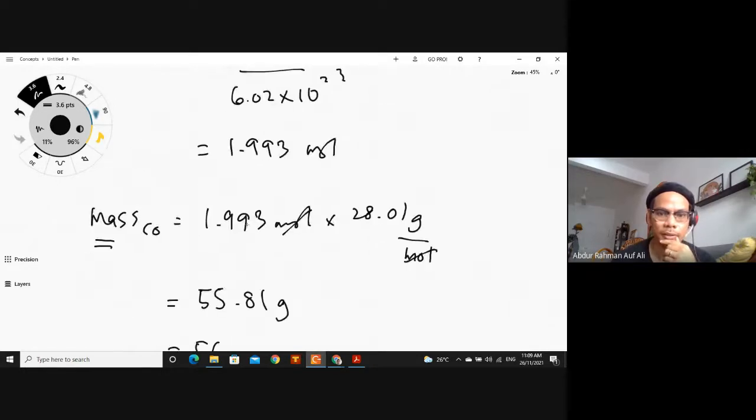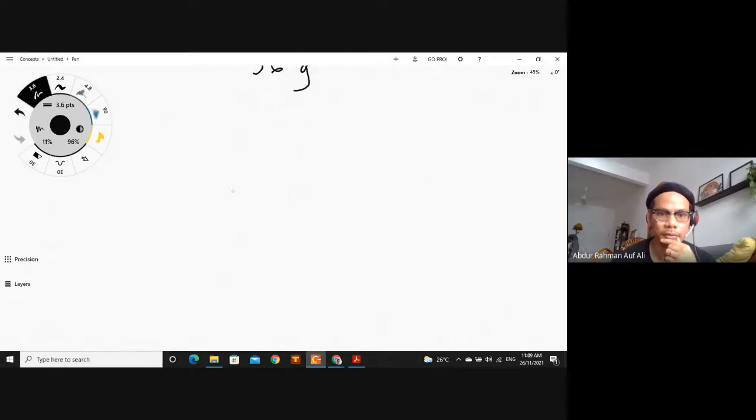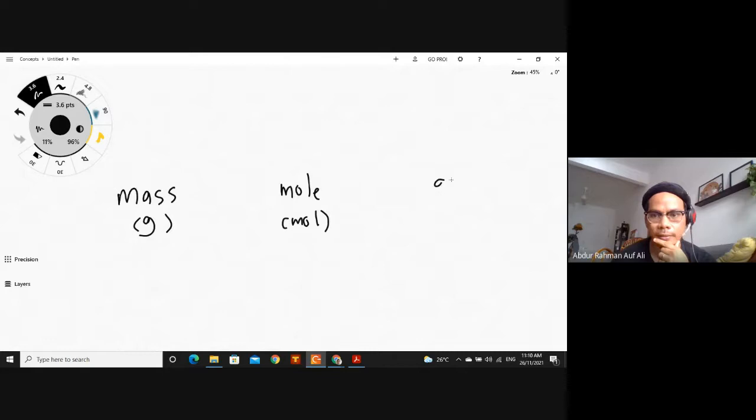Let me draw another one that is more clear, not confusing. Okay, we have mass in grams, unit gram. We have mole, unit is mol. And we have atoms and molecules or particles. Okay, so maybe it's clearer if I do it like this.